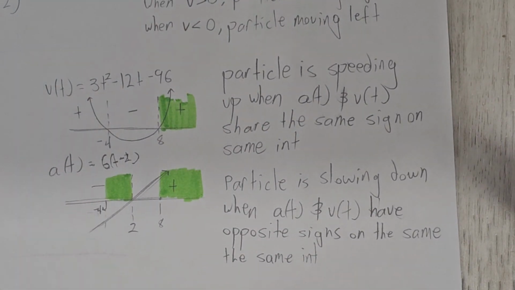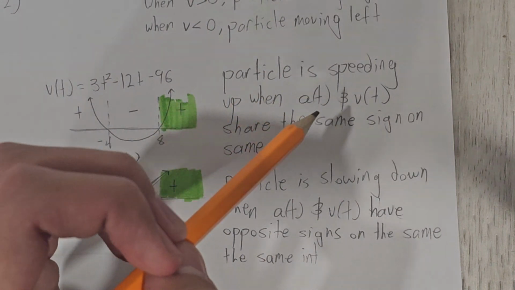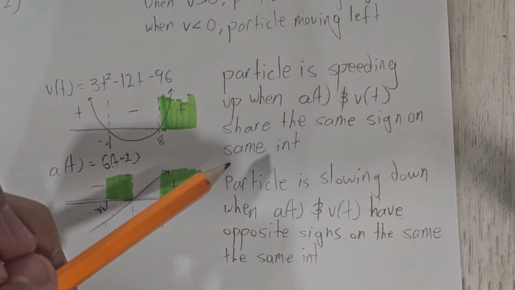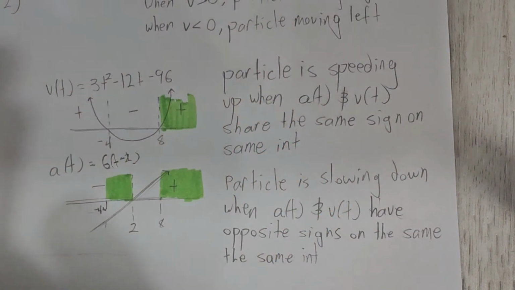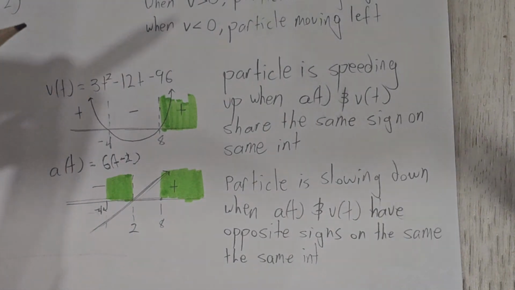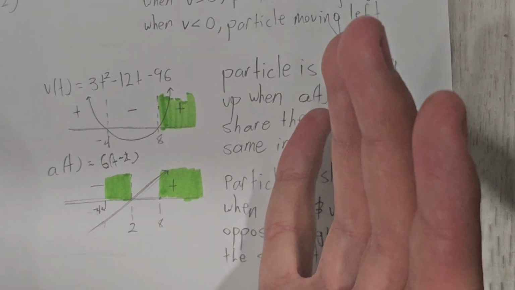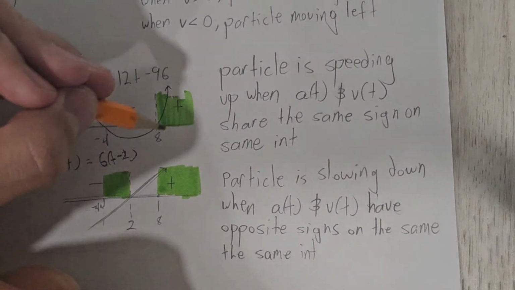A particle is speeding up when a(t) and v(t) share the same sign on the same interval. And a particle is slowing down when the opposite happens. So we want to see when it is both positive and when it is both negative. So let's look at this one right here.